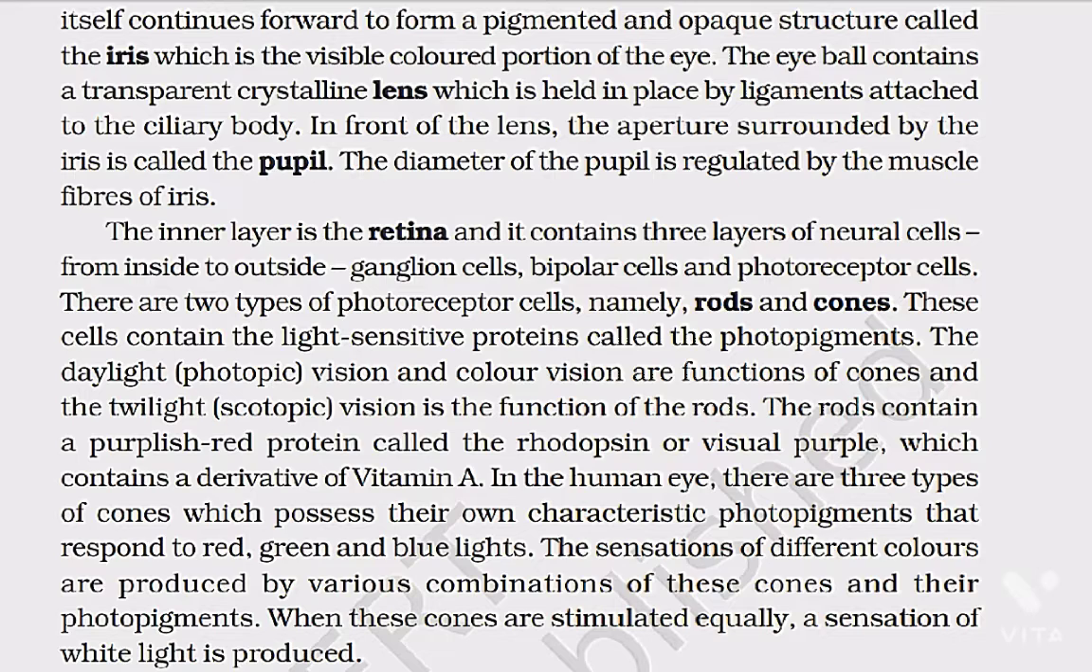derivative of vitamin A. In the human eye, there are three types of cones which possess their own characteristic photopigments that respond to red, green, and blue lights. The sensation of different colors is produced by various combinations of these cones and their photopigments. When these cones are stimulated equally, a sensation of white light is produced.